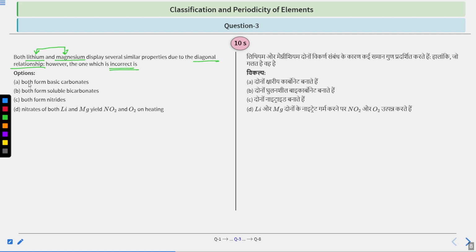Options are: both form basic carbonates, both form soluble bicarbonates, both form nitrites, or nitrates of both lithium and magnesium yield NO2 and O2 on heating. You have 10 seconds to solve this question. After that, we will see the correct answer.